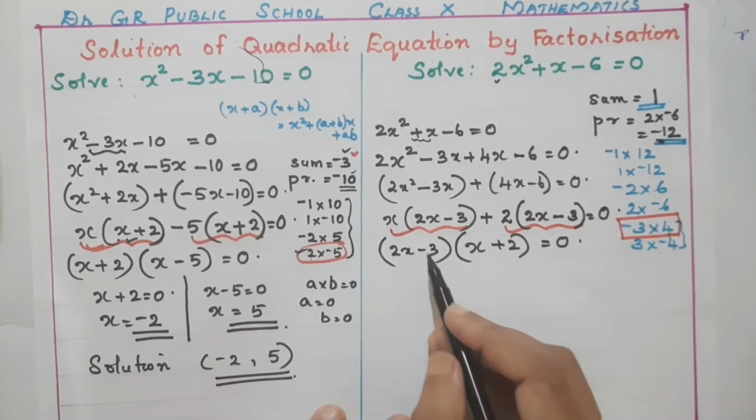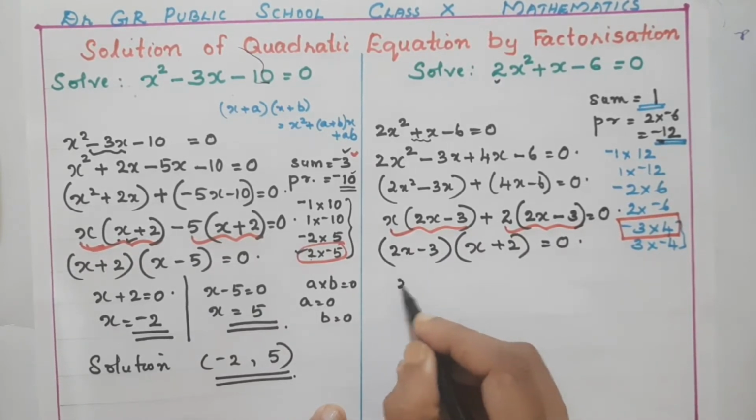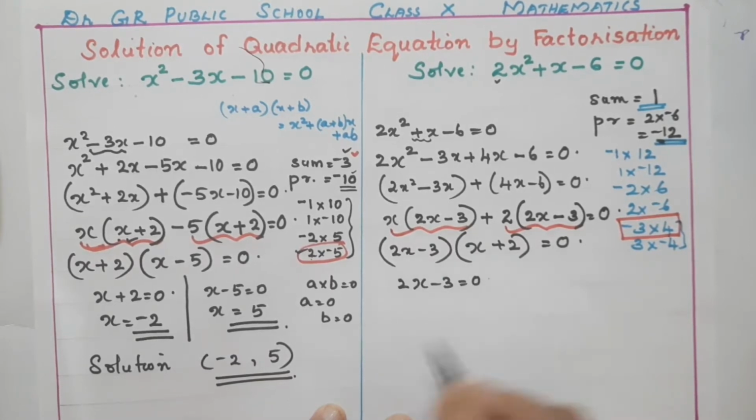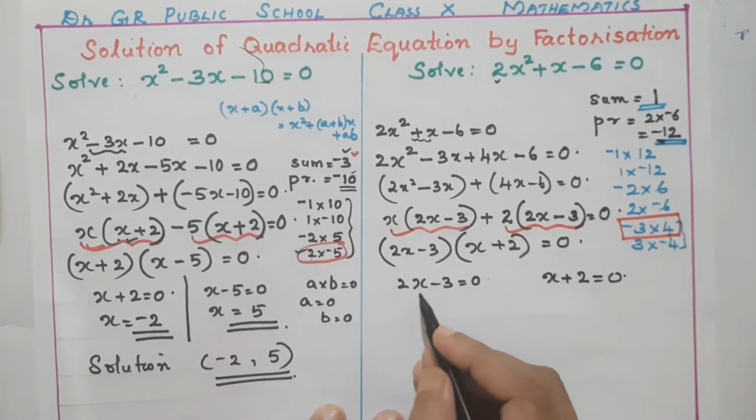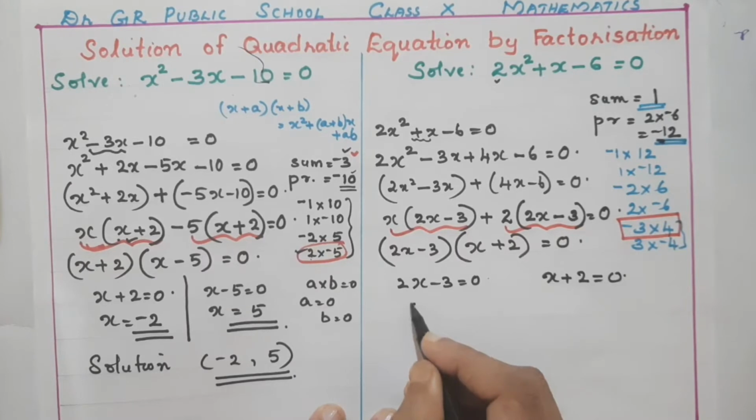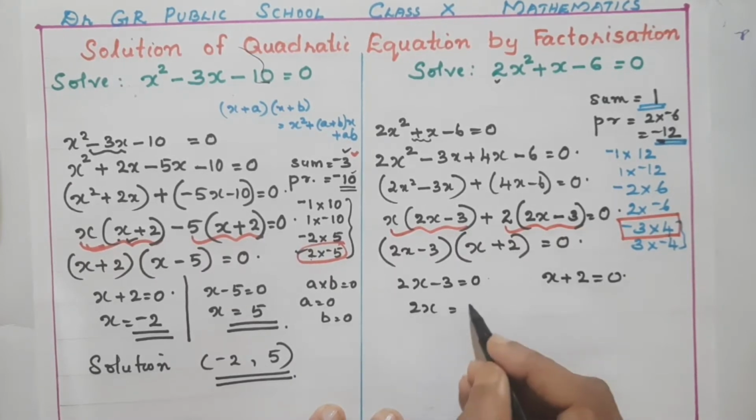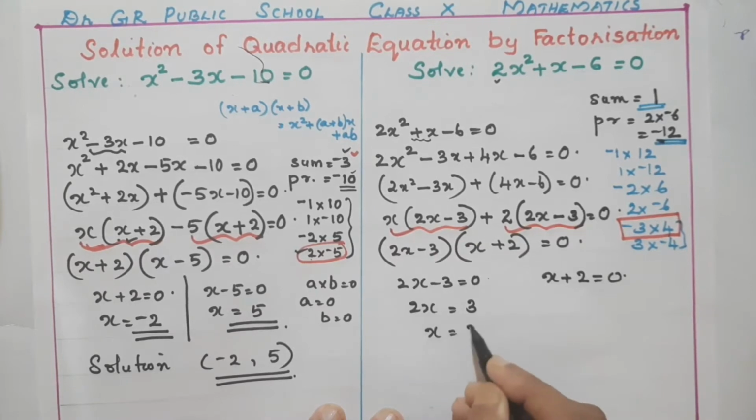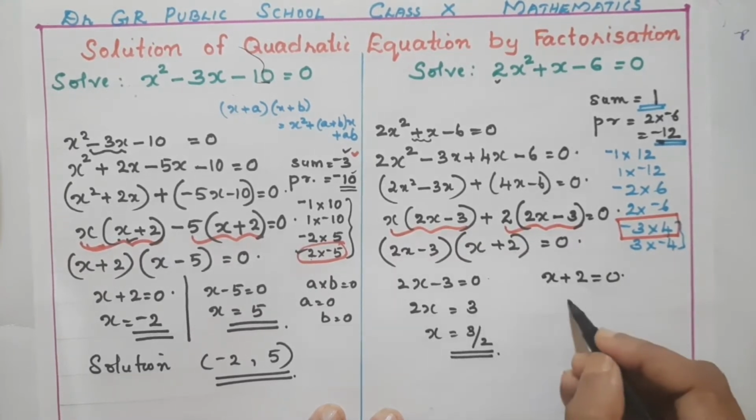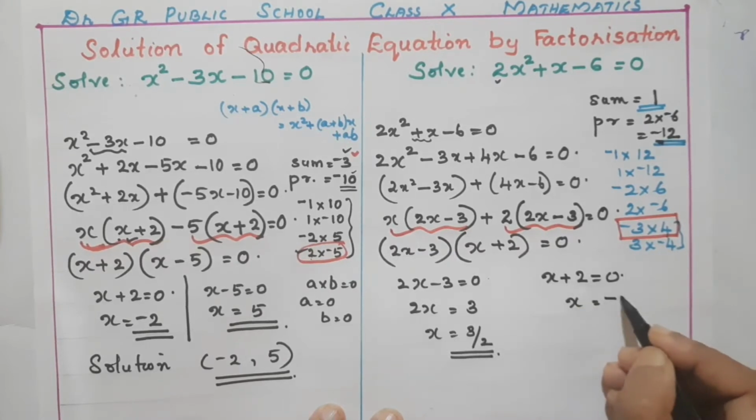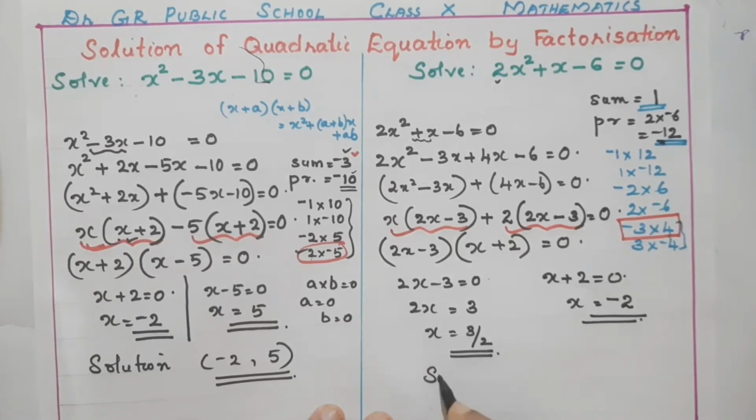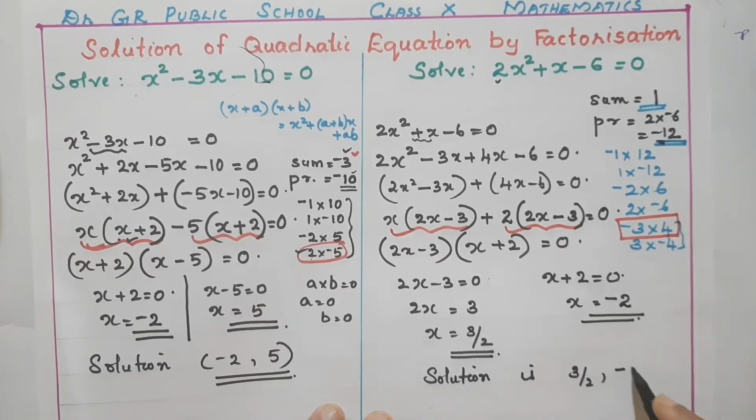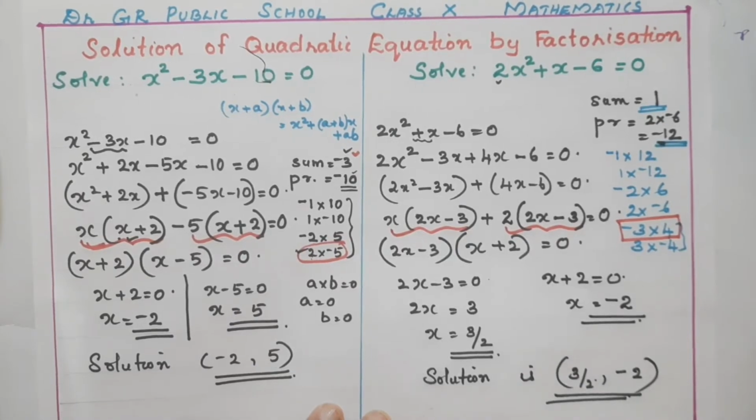Okay. Now we can equate each factor to 0. So 2x minus 3 equal to 0, x plus 2 equal to 0. How will you solve this? You know how to solve linear equations. 2x equal to, minus 3 will come as plus 3. x equal to 3 by 2. And here x equal to, plus 2 will come as 0 minus 2, that is minus 2. So what is the solution? Solution is 3 by 2, one value, then another value is minus 2. Okay children?